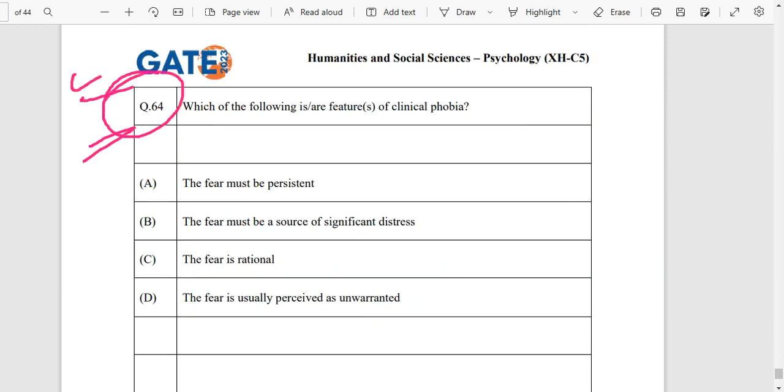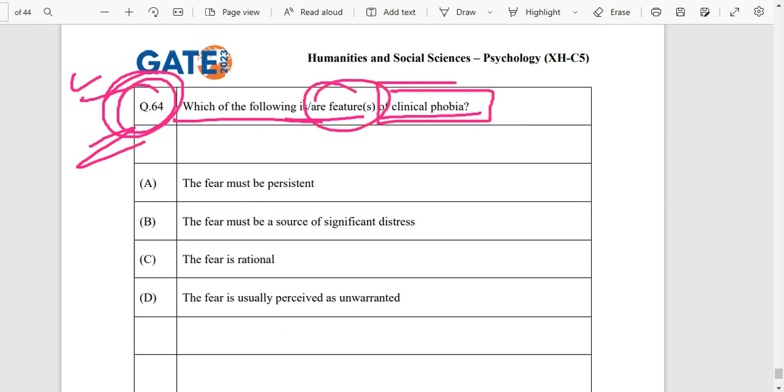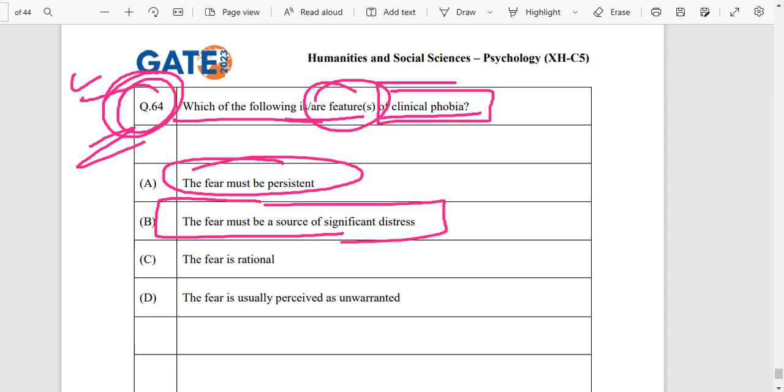Okay, next question, second last question, question number 64. Which of the following are features of clinical phobia? The fear must be persistent. The fear must be a source of significant distress. The fear is rational. The fear is usually perceived as unwarranted.